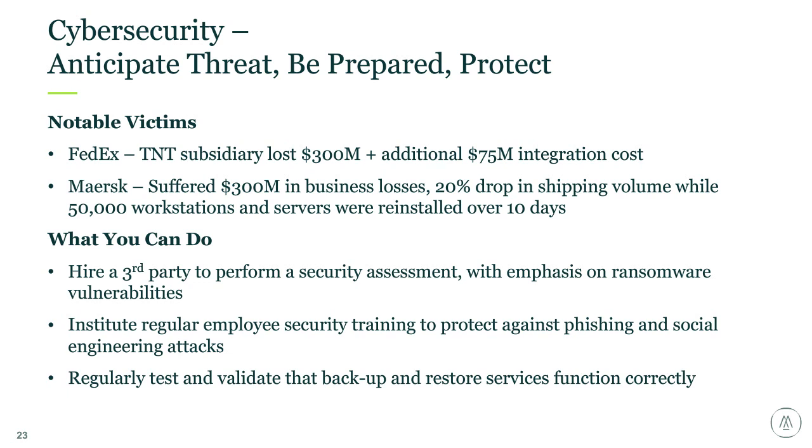Maersk, we are certainly familiar with them, though other Americans may not be. But Maersk was really a poster child of how this all went wrong. They suffered $300 million in business losses. They saw a 20% drop in shipping volume. This was all during the time when they had to rebuild from the ground up 50,000 workstations, servers, and applications over a period of 10 days. I think the numbers were something like 42,000 workstations, 4,000 servers, and a couple hundred applications. But this was just a disaster for Maersk.